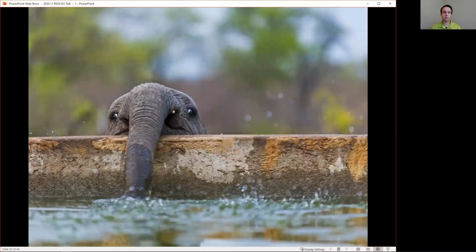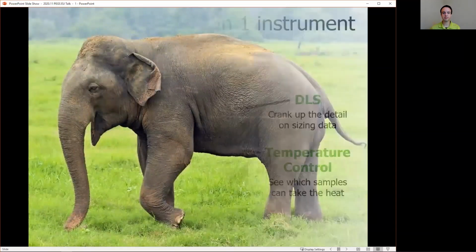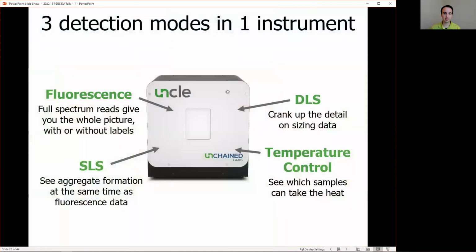So one point of this talk is that if you only look at things one way, it can be unclear exactly what you're looking at until you take a different approach to see what's right in front of you. So how does UNCLE help you do that?